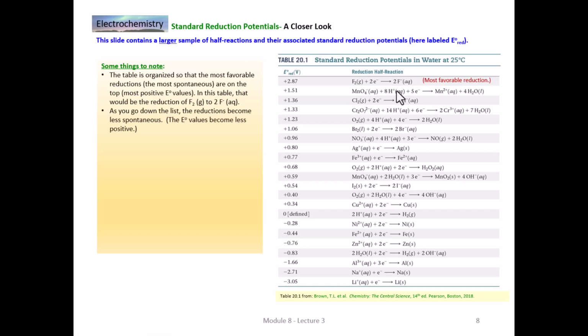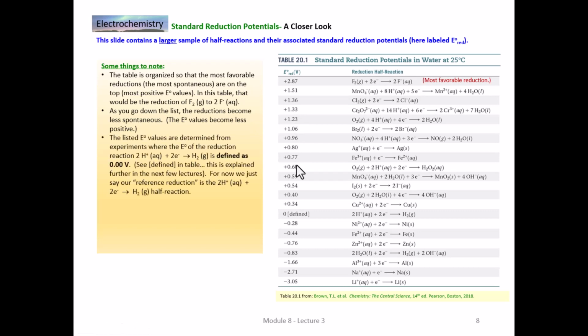Now, as you go down the list, the reductions become less spontaneous, which means that the standard reduction potentials become less positive. All the listed reduction potentials here are actually determined from experiments where the standard reduction potential of the reduction of hydrogen ion to hydrogen gas is specifically defined as 0. So all the other reductions are relative to the reduction of hydrogen ion to hydrogen. We will elaborate more on this in later slides, but for now we're just going to label this as our reference reduction, and remember that we've defined that as being 0 volts.